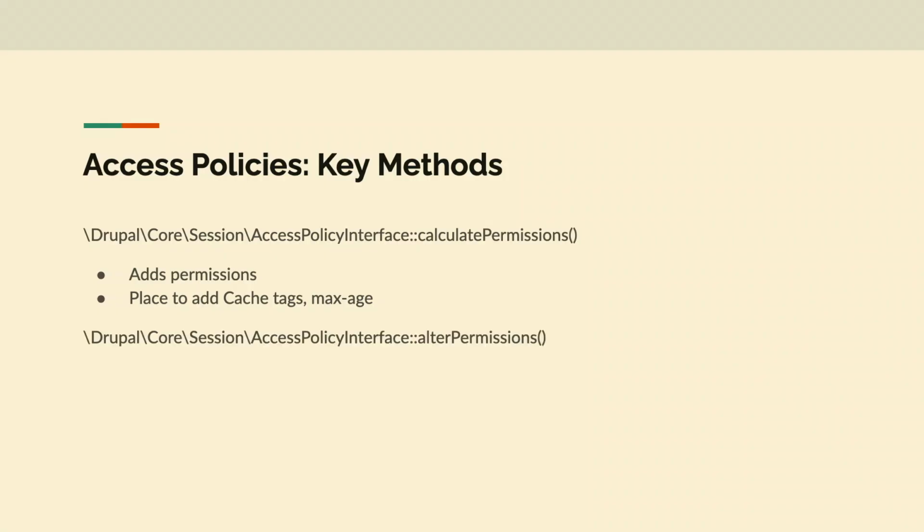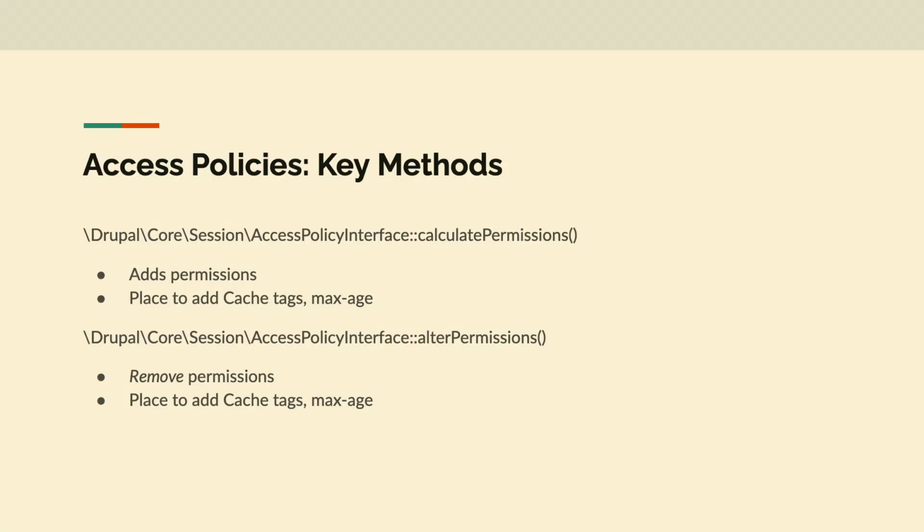The second method you want to learn about is alter permissions. We said the access policy processor makes a second loop through all of the access policies to potentially remove permissions from someone. We do that in the alter permissions method. And this is also a place to add cache tags and cache max age.